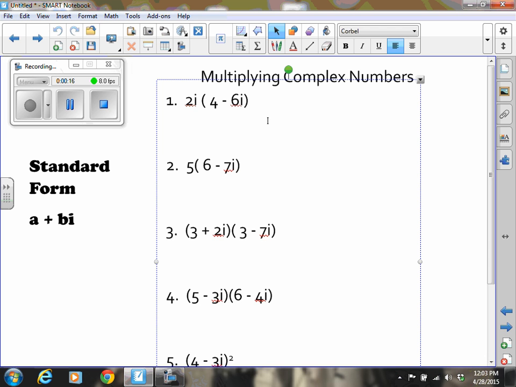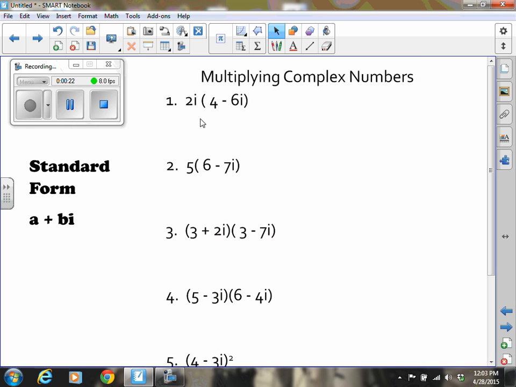So given this first problem, when I do my multiplication of 2i times 4 minus 6i, 4 minus 6i is my complex part, and I'm multiplying it by one imaginary number. So I need to remember my distributive property here. 2i times 4 would give me 8i, and 2i times negative 6i would give me negative 12i to the second power.